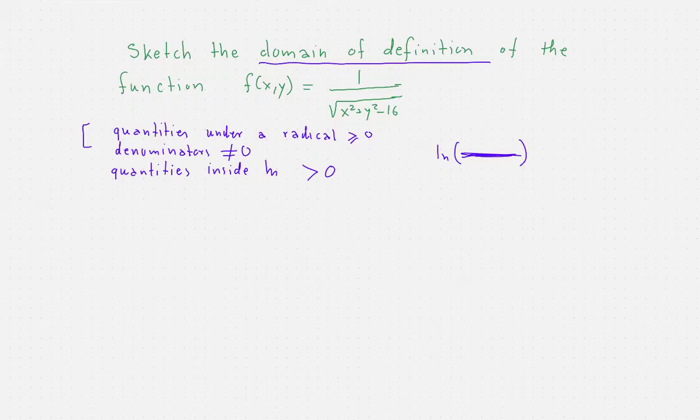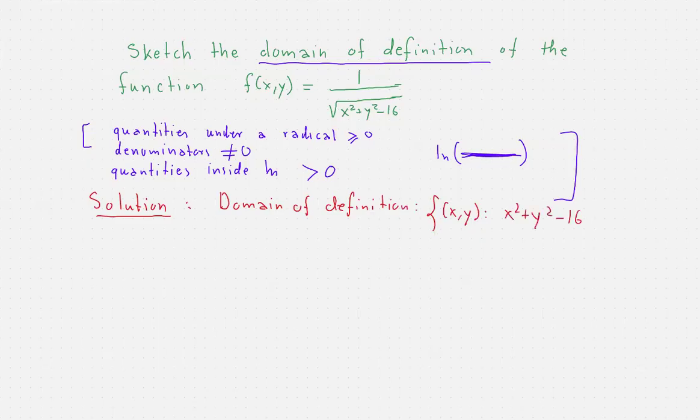So after these remarks, let's give the solution. The domain of definition is all (x, y)'s such that x squared plus y squared minus 16. So like I said, in the case of a radical, we want this to be greater than or equal to 0, but because it's in the denominator, we will ask for more. We will ask that this is greater than 0.